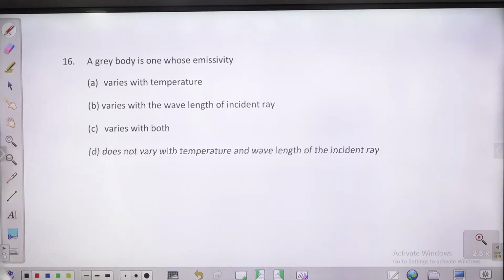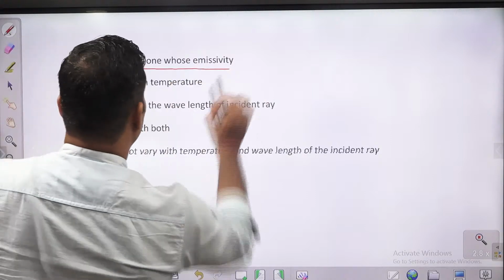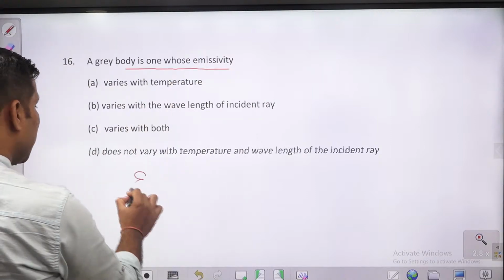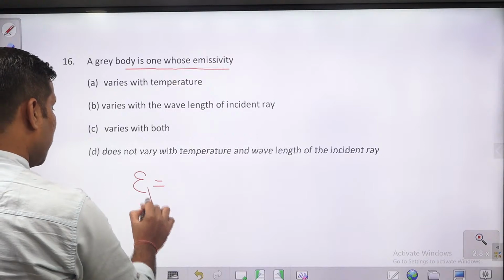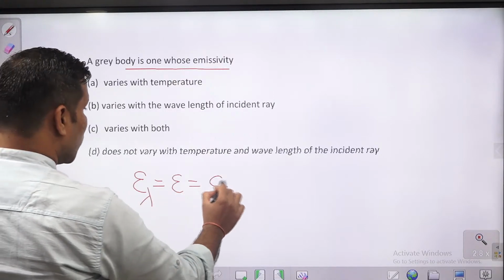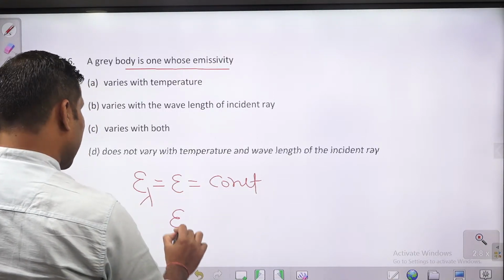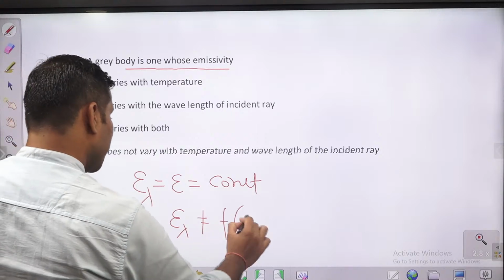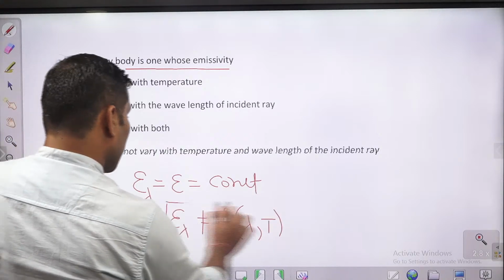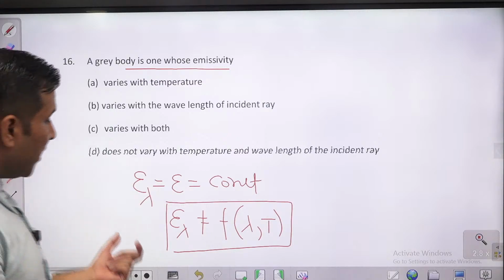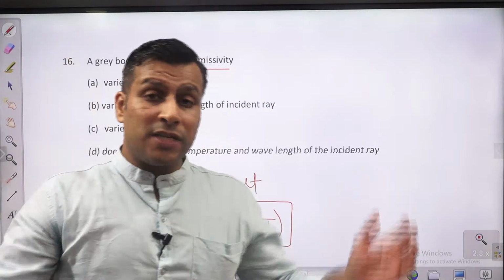What is a gray body? Please read the question, try to answer. A gray body is one whose emissivity. What is a gray body, children? One for which the spectral emissivity is equal to the emissivity, and that is a constant. So emissivity is not a function of lambda and T. So for a gray body, the hemispherical emissivity is not changing with lambda and T.